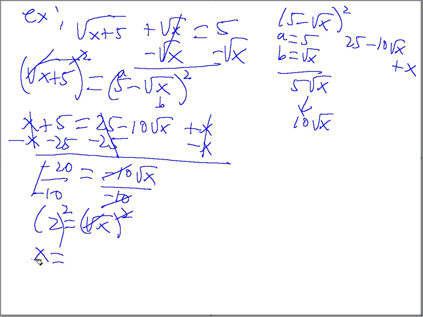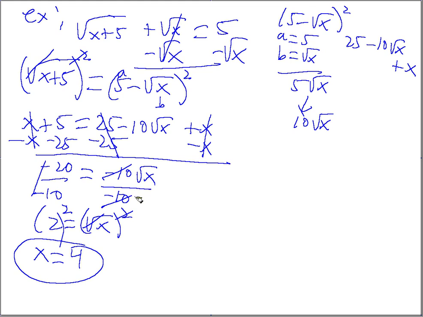So x, let me put it back on the left here. 2 squared is simply 4. That's the solution. Again, check your answer. Plug the 4 back in. 4 plus 5 is 9. Root 9 is what? 3. All right? If I plug it back in, what's root 4? 2. So 3 plus 2 is indeed 5.